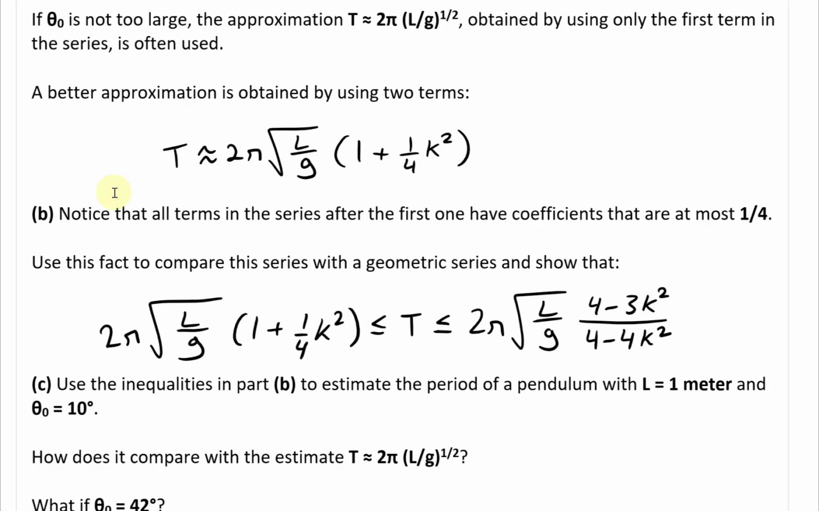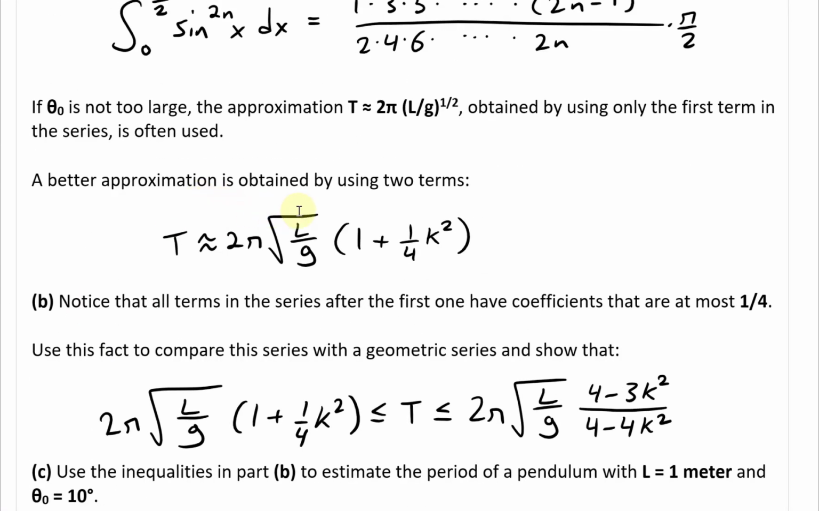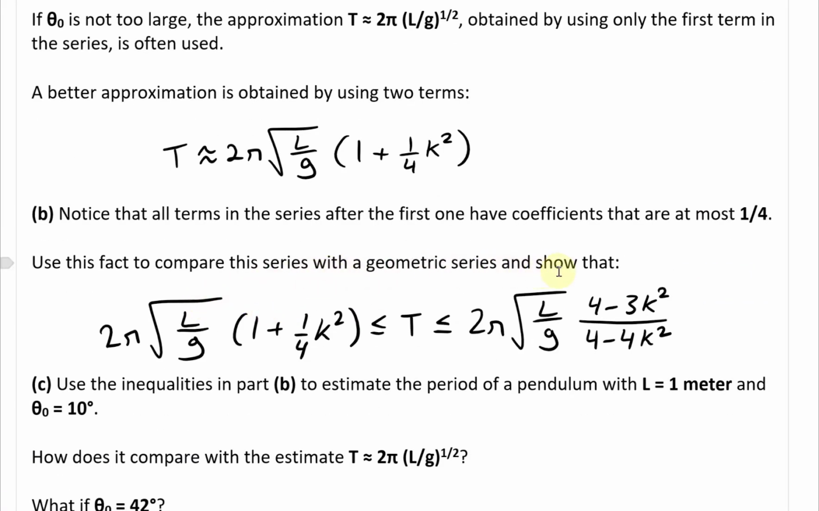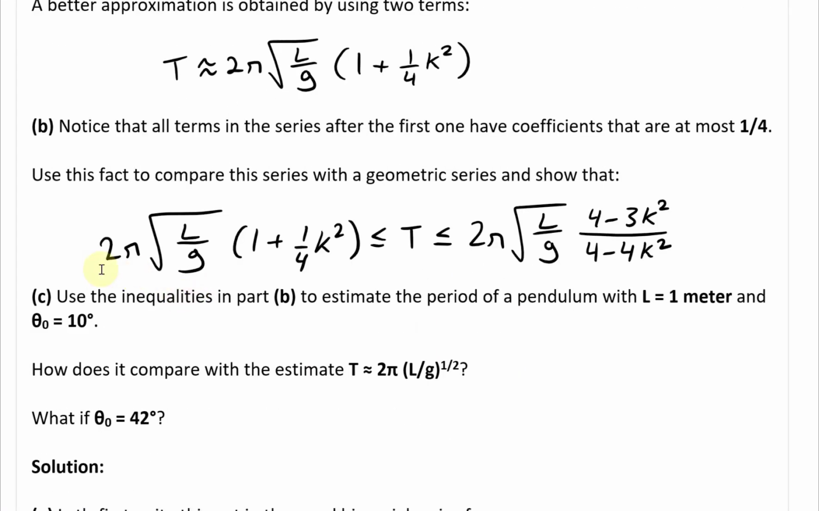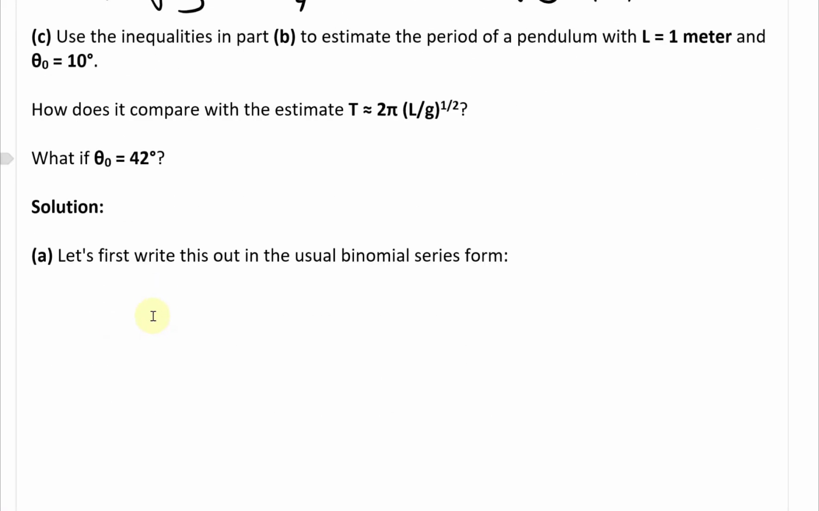These approximations will be for parts B and C. We'll get to those in a bit. I'll just read them now. Notice that all the terms in the series after the first one have coefficients that are at most 1 over 4. Then use this fact to compare the series with the geometric series and show that this inequality holds over here, and we'll get to that later. Then it says use the inequalities in part B to estimate the period of a pendulum with L equals 1 meter and theta naught equals 10 degrees. How does it compare with the one-term estimate? And then what if theta naught is 42 degrees? Anyways, we'll get to those in a bit.